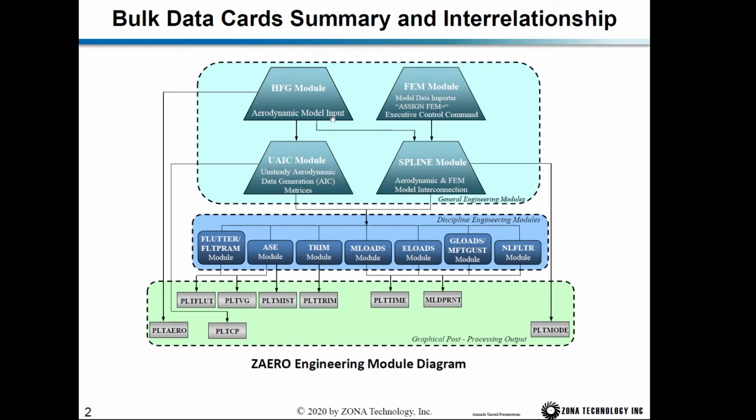The interrelationship of the modules is shown in this slide. So you start with a high fidelity geometry module, and you import the finite element model solution, and you generate the ASC matrices, and you go to the spline module to interpolate the mode shape from the finite element grid to the aerodynamic panel model. After that, you can select a discipline, and each discipline can generate some graphic files, and then you can use commercial graphic software to view the solutions.